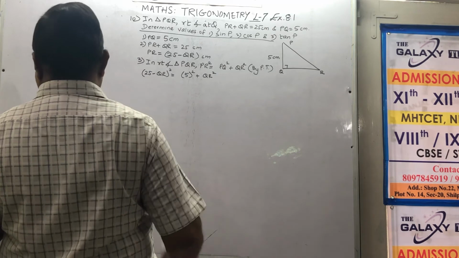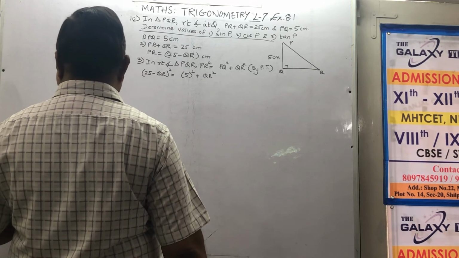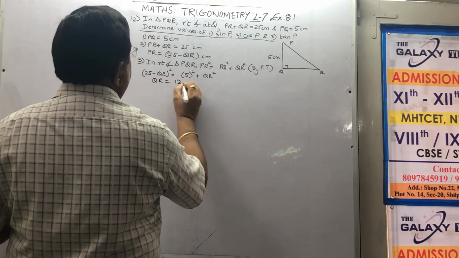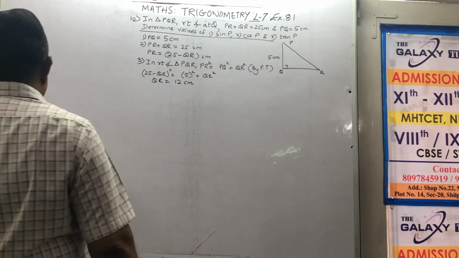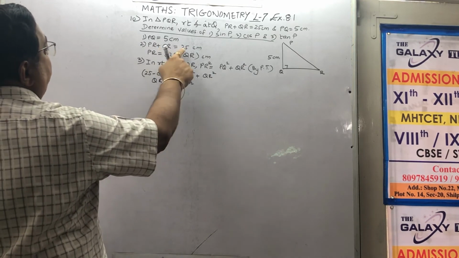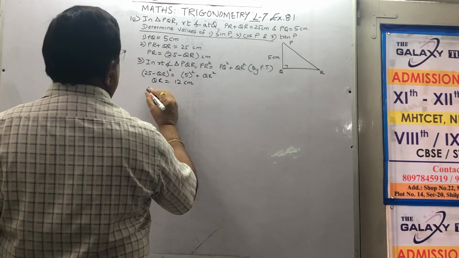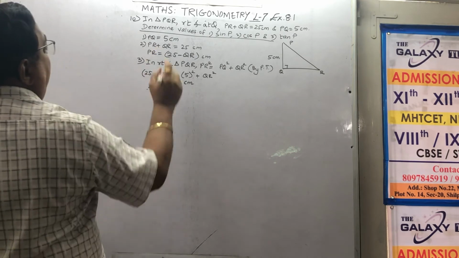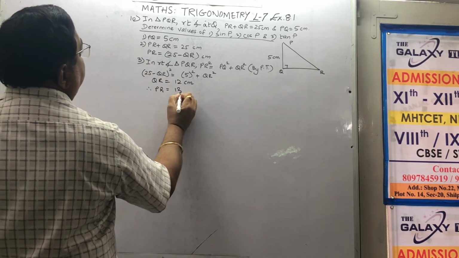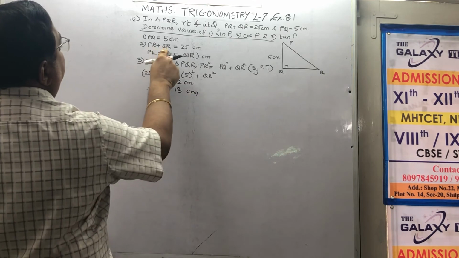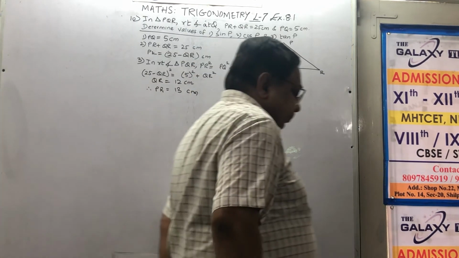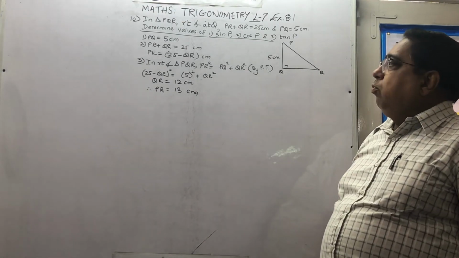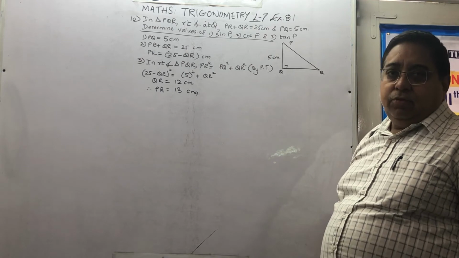When you open this and solve further, you will find that QR is equal to 12 centimeter. Now, if QR is 12 and the sum is 25, therefore, you write the therefore, PR is equal to 13 centimeter. 13 plus 12 is 25. So, this is how you will do. Okay? Now, how to move further. So, we will look at that also.